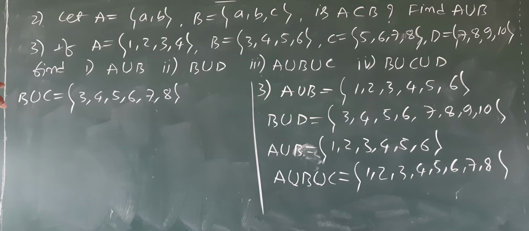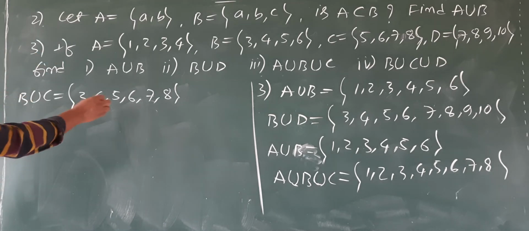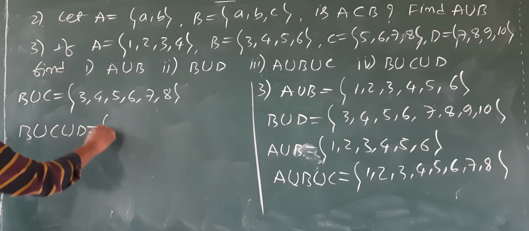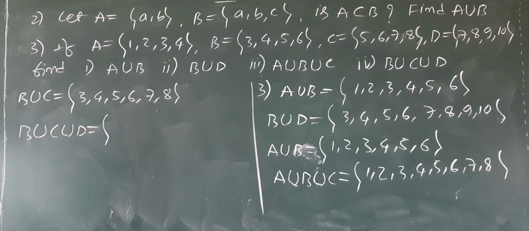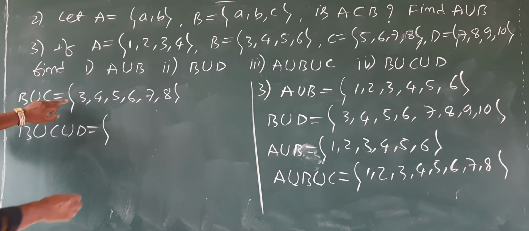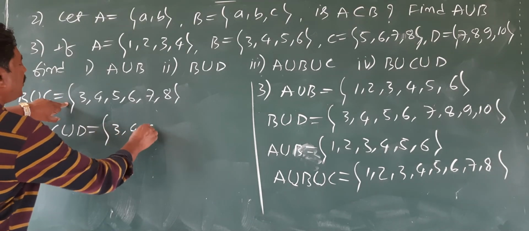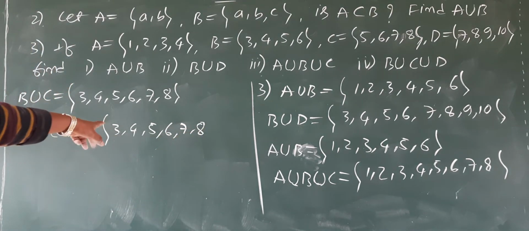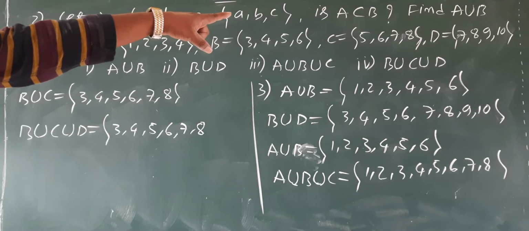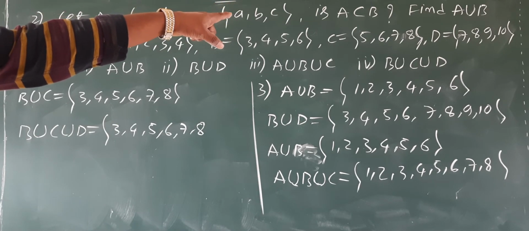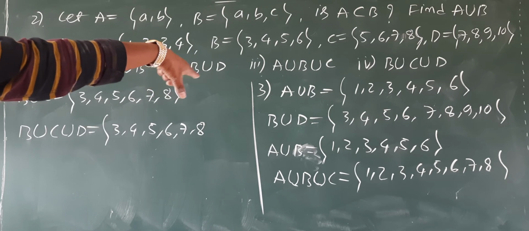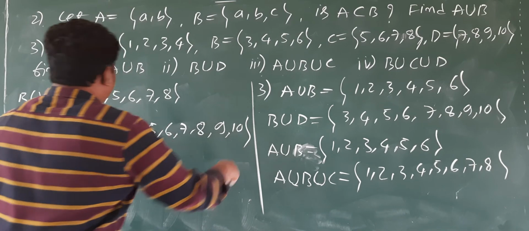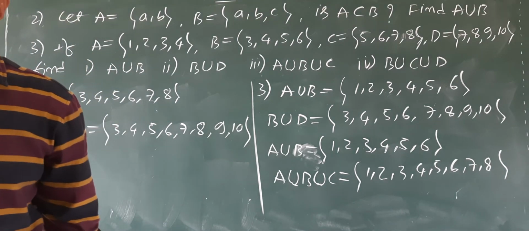Now you combine B union C union D. Write B union C first: 3, 4, 5, 6, 7, 8. Now combine these elements with D. Tell me the extra elements from D. 7, 8 are already there, so we collected 9, 10. I hope you understood this simple question.